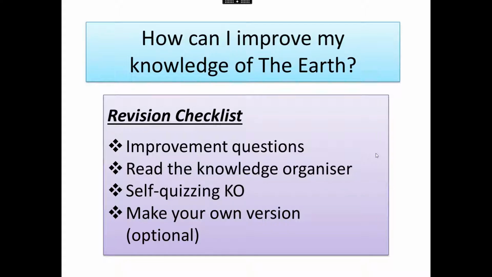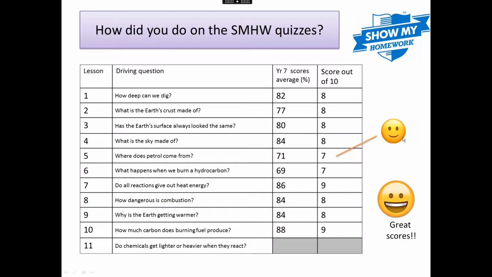You've put a lot of effort in, learned a lot of science along the way, and so we are going to go through this revision checklist to help you go back over some of the things from this topic and quiz yourself on the knowledge organizer, and I'll talk you through how to do that as we move through the video. We're going to start with some improvement questions. I've been having a look at how you did on the Show My Homework quizzes for this topic. So let's have a look at that first.